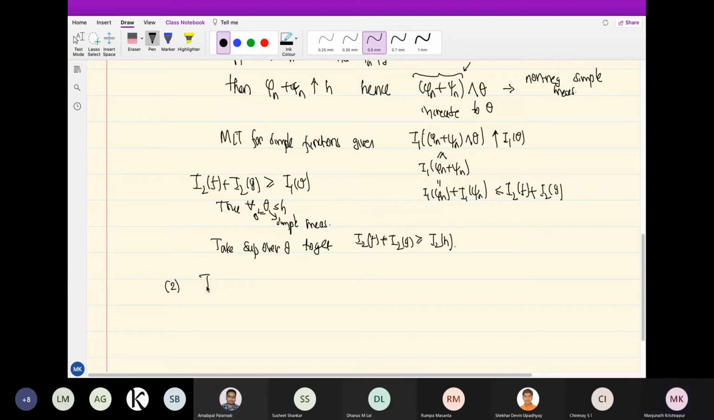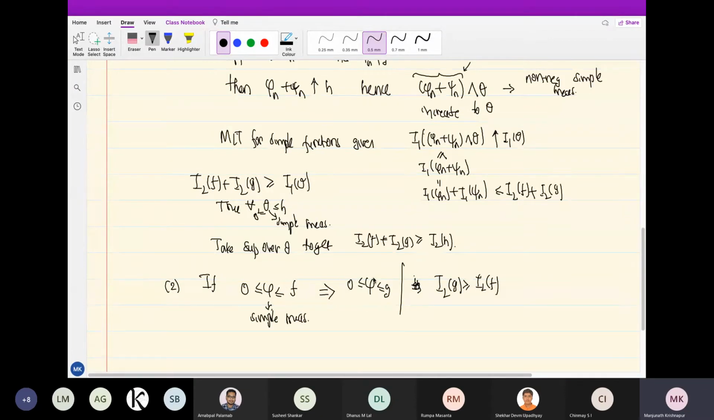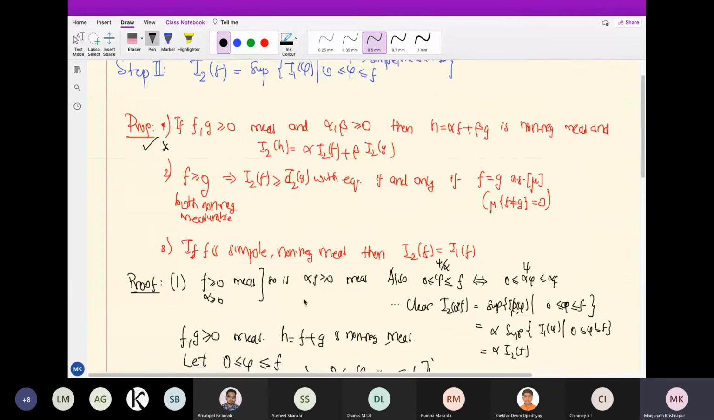If 0 less than or equal to phi less than or equal to f, and phi is simple measurable, this implies 0 less than or equal to phi less than or equal to g, right? Hence I2 of g is greater than or equal to I2 of f, because the supremum for g is over a larger class of functions. But the other part, which is actually very useful: equality holds if and only if f equals g almost surely. Why is that?